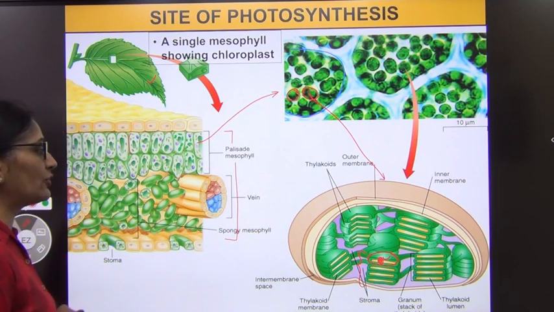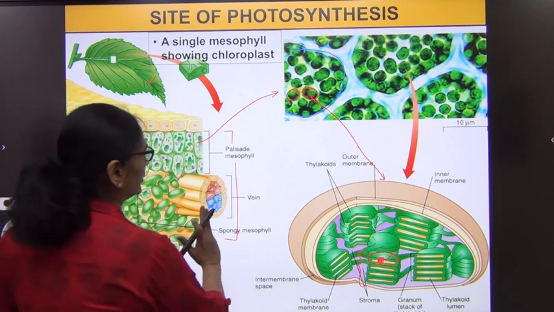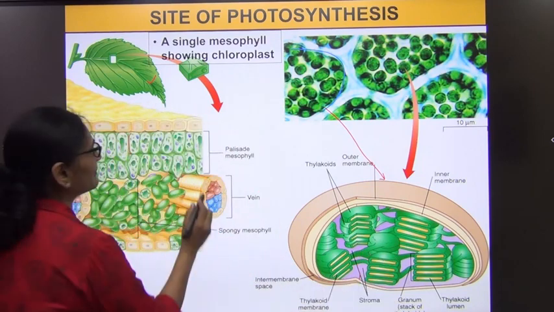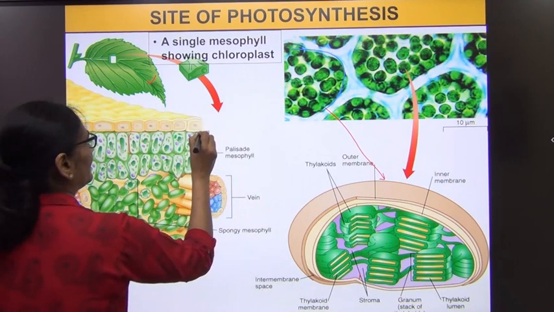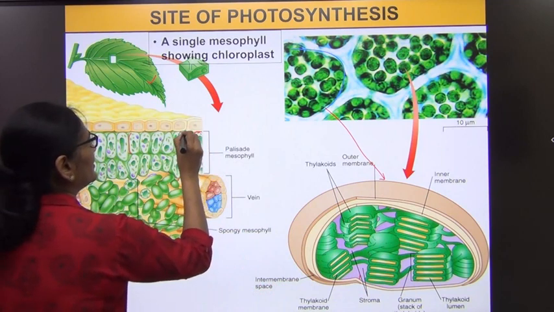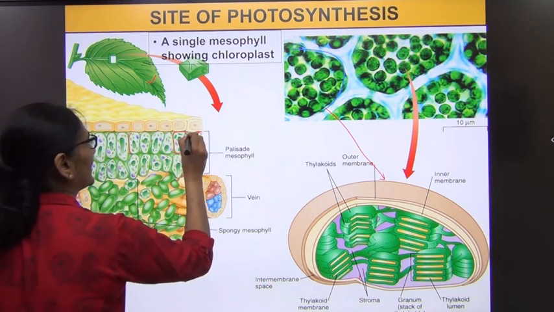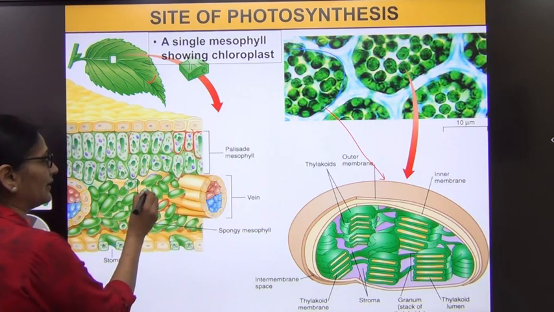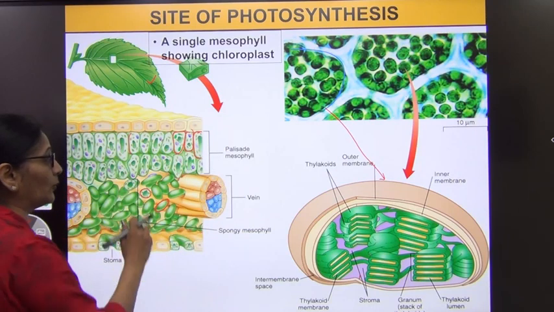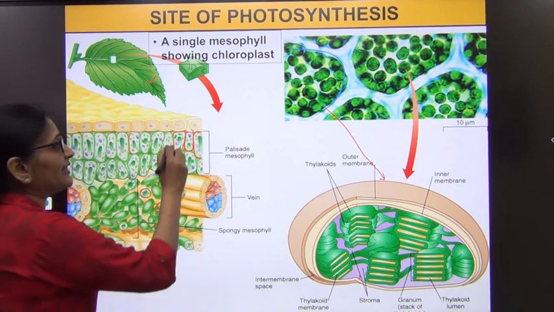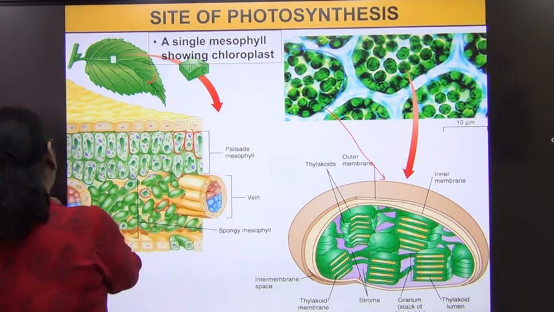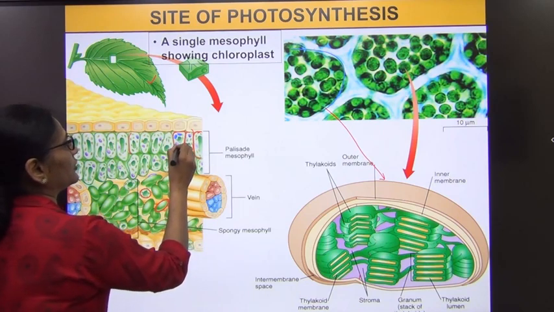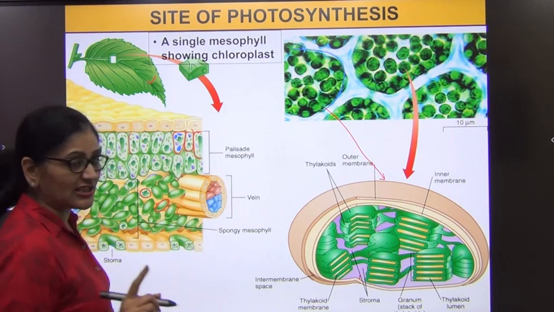Now that I am teaching you here, I want to tell you one more thing. I told you that it is the mesophyll cells. If I just demarcate it, this is the mesophyll cell, this is a mesophyll cell, even this is a mesophyll cell which has been cut open. I told you that these mesophyll cells contain this magic organelle called chloroplast, within which photosynthesis takes place. You can ask me a question.